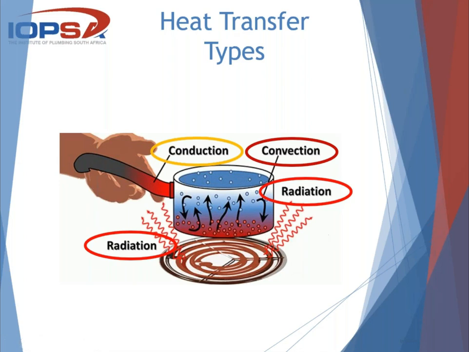And then you have radiation, which is actually the source of heat that we harness when we install solar systems. It's a heat that you can feel on your hand without having to touch the actual plate of the stove. It is this discernible heat that you can feel, which is radiated through the air. So those are the three main types.